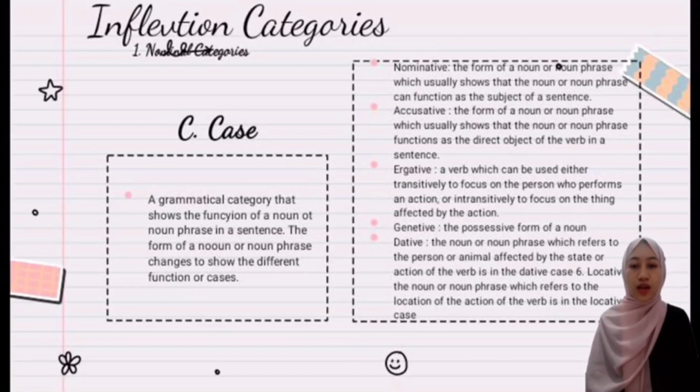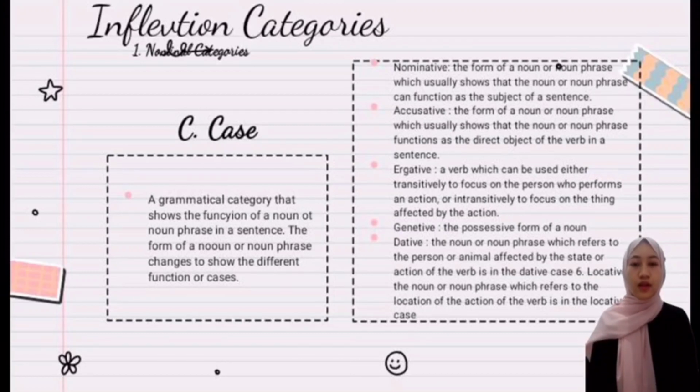Number two, accusative. The form of a noun or noun phrase which usually shows that the noun or noun phrase functions as the direct object of the verb in a sentence. Number three, adverbial. A verb which can be used either transitively to focus on the person who performs an action, or intransitively to focus on the thing affected by the action.